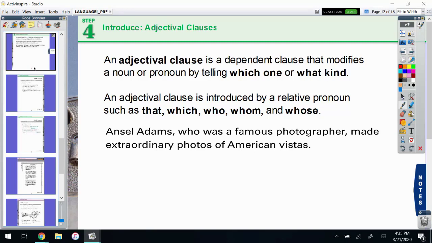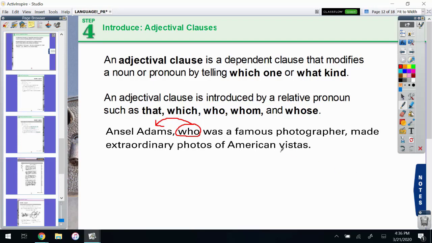Let's look at this sentence. Ansel Adams, who was a famous photographer, made extraordinary photos of American vistas. Let's identify the relative pronoun. Who. Who is our relative pronoun. And the antecedent is Ansel Adams.